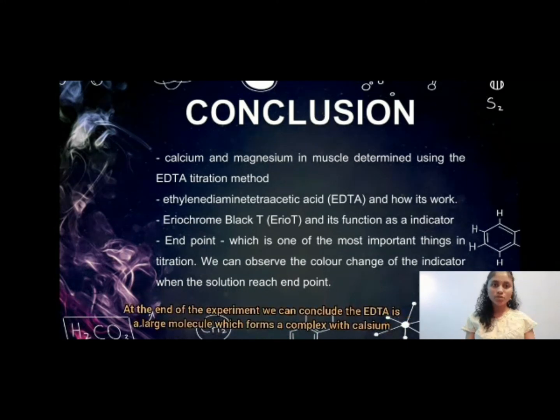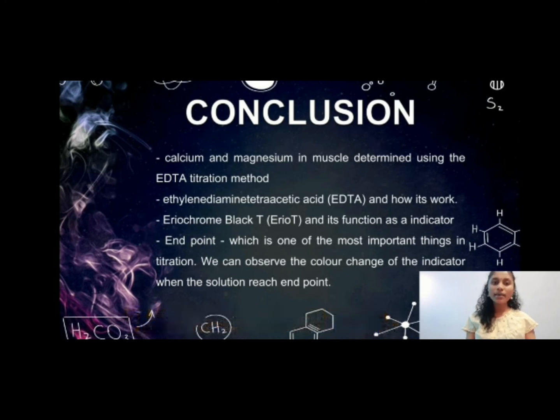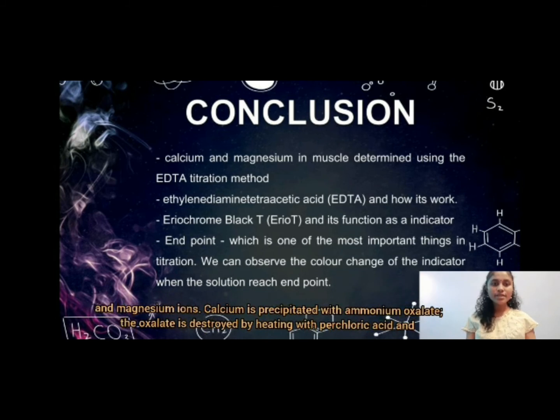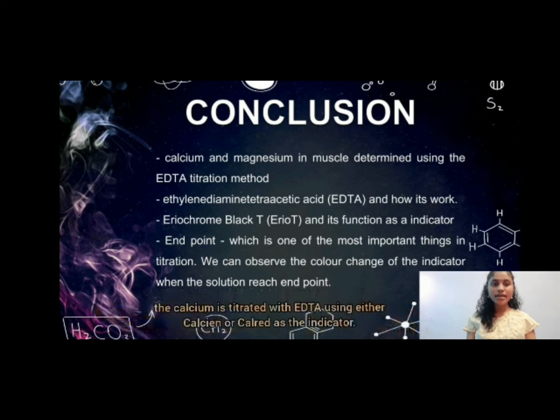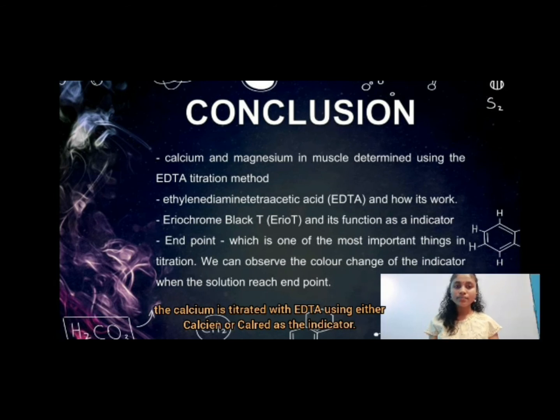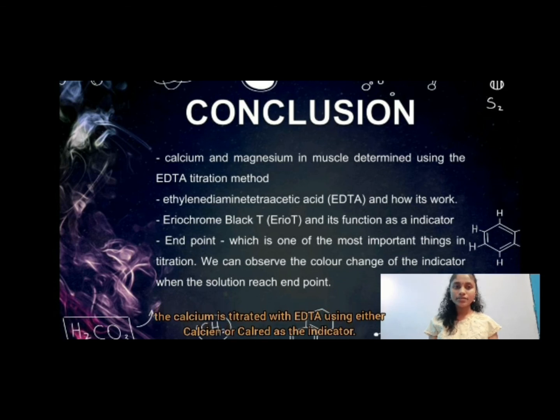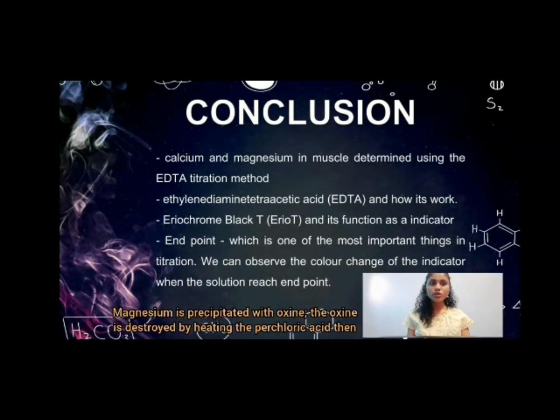As a conclusion, calcium and magnesium in muscle were determined using the EDTA titration method. At the end of the experiment, we can conclude EDTA is a large molecule which forms a complex with calcium and magnesium ions. Calcium is precipitated with ammonium oxalate. The oxalate is destroyed by heating with perchloric acid and the calcium is titrated with EDTA using either calcein or chlorate as the indicator. Magnesium is precipitated with oxine.